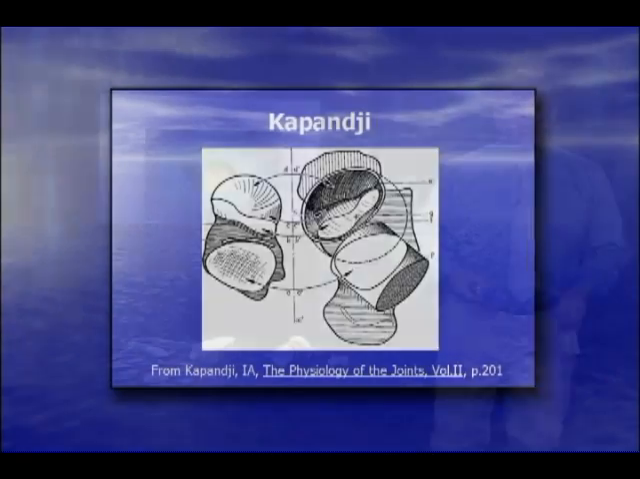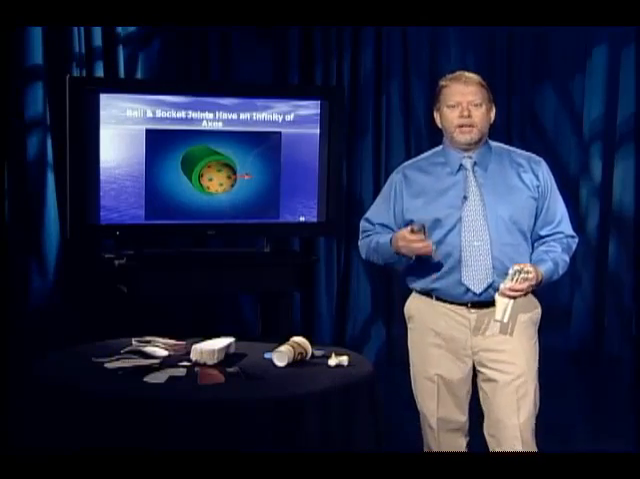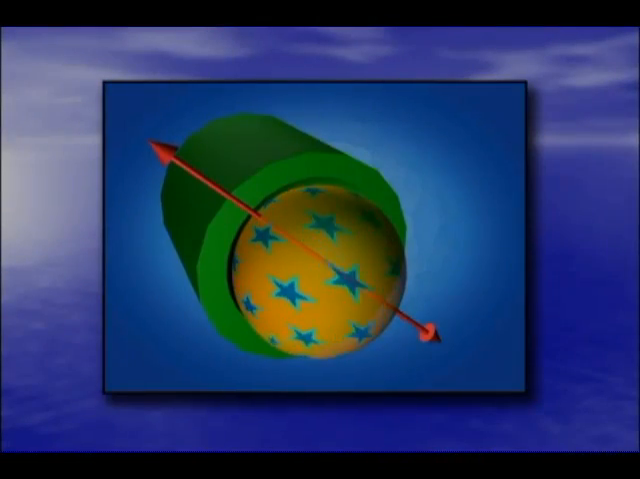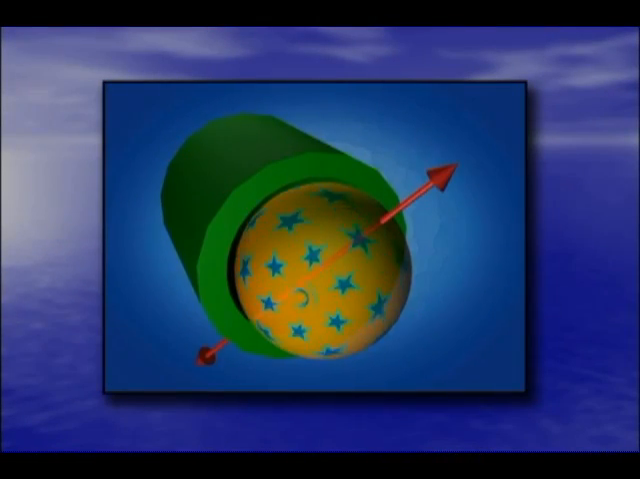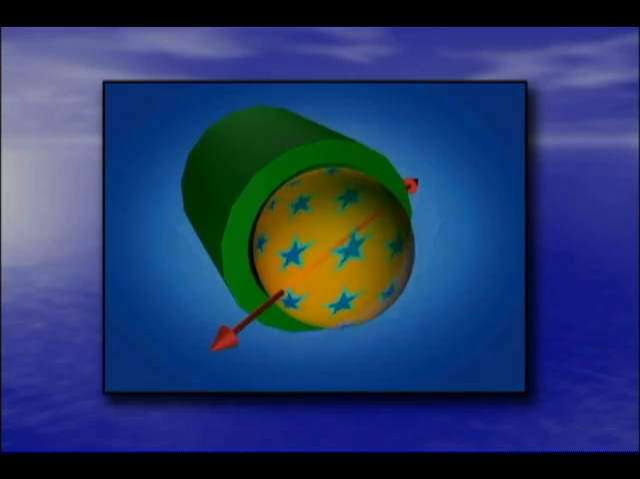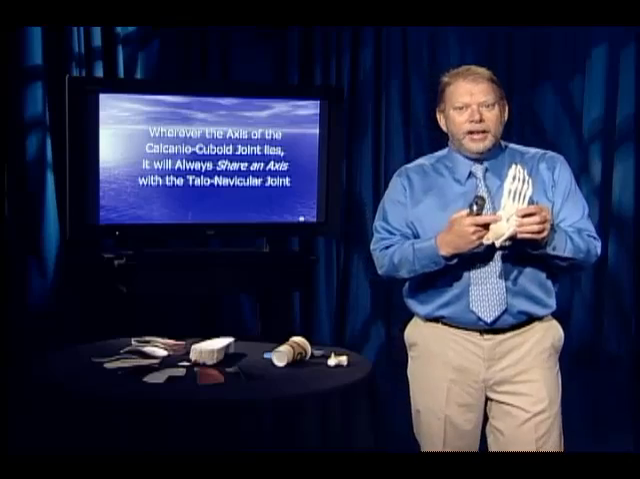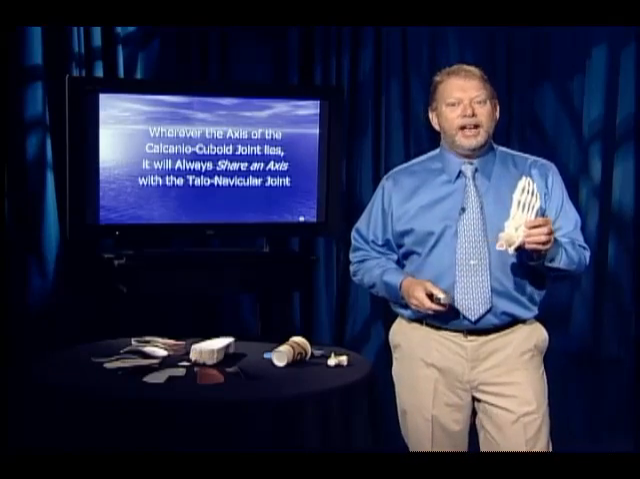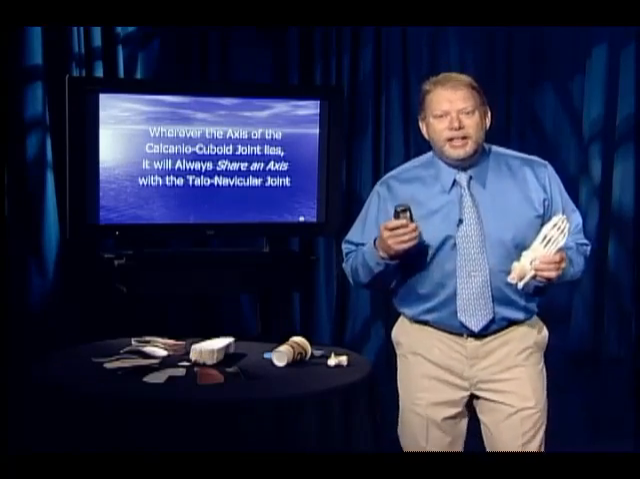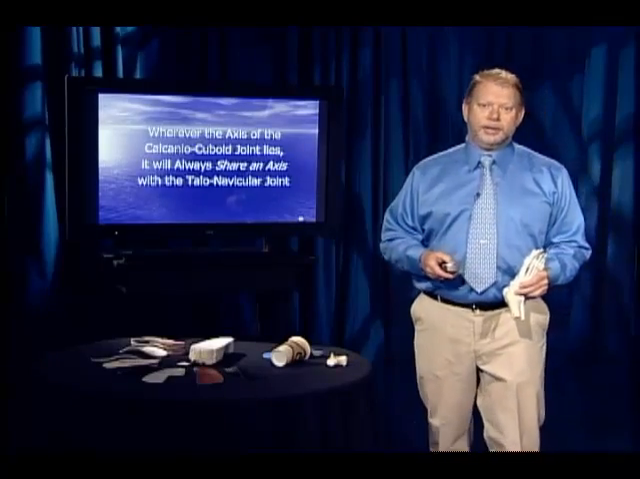Well, what do we know about a ball? Any axis that goes through the center of a ball is a valid axis for that ball. So the talonavicular joint, being a ball and socket, has an infinite number of axes. So whatever the axis is going to be at the calcaneocuboid joint, it will always find a parallel axis at the talonavicular. So the idea of axes going askew is ridiculous.